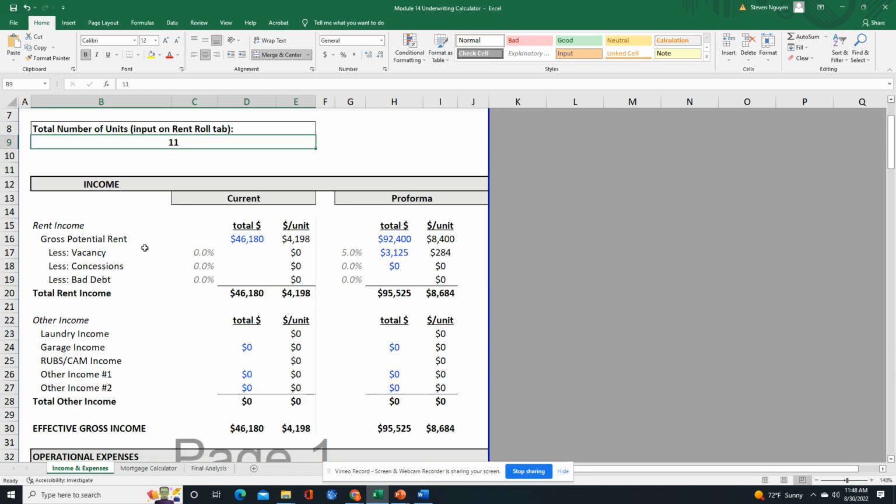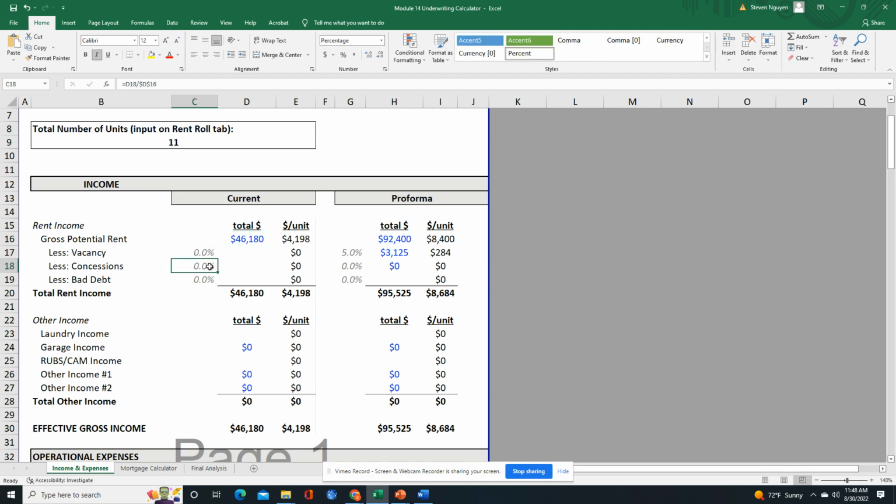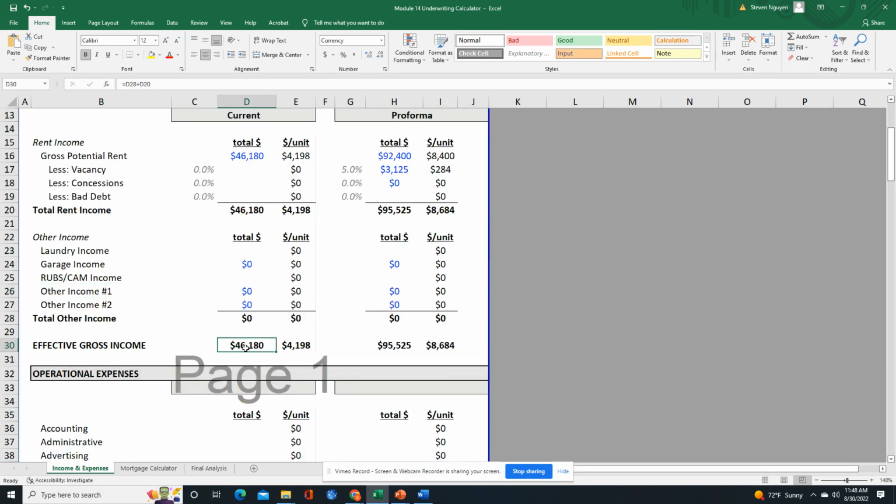So if you look here, you've got your rent income, the gross potential income. This is going to come from the T12. You don't need to put the vacancy, concessions, or bad debt for current, or you can mimic it if the T12 says it, but I just keep it simple and do the gross potential rents. If you have other income like laundry income, garage income, RUBS, and anything else, you can populate it here as well. Here it gives you the effective gross income, so that adds up everything, including the rent income plus the other income.